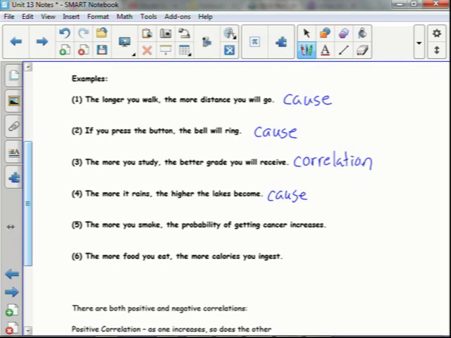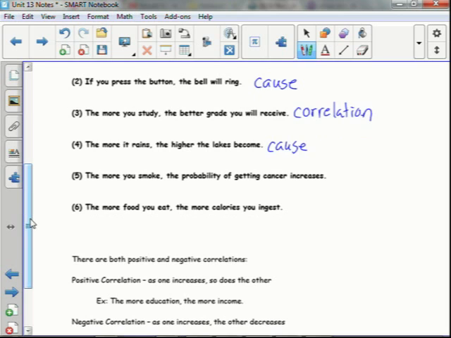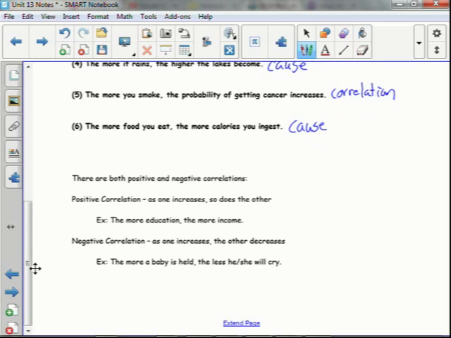The more you smoke, the probability of getting cancer increases. Again, that's a correlation. It doesn't cause cancer, but there's certainly, maybe in some instances, but it definitely correlates. The more food you eat, the more calories you ingest. That's a cause, right? Eating causes you to have more calories, right? And that's not necessarily bad. That can be a very healthy thing for you. So there are both positive and negative correlations.